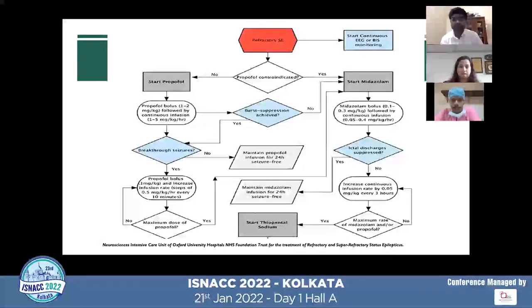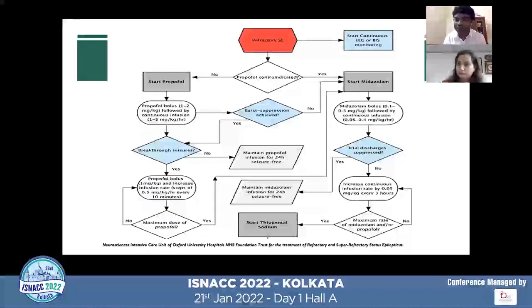This is one of the treatment protocols used by the Oxford hospitals in the NHS Foundation Trust. Once refractory status epilepticus is diagnosed, they use one of two drugs, propofol or midazolam. Midazolam bolus doses followed by a continuous infusion are started to achieve ictal discharge suppression on EEG. Once it is achieved, the midazolam infusion is continued for a 24-hour seizure-free duration.